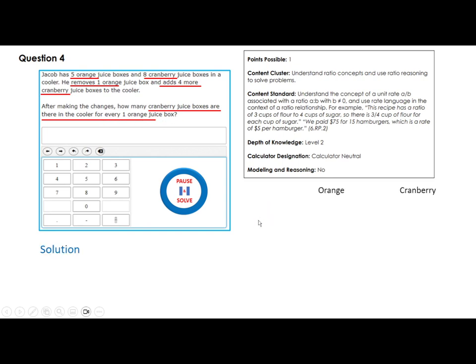Okay? So here, what happened at the beginning? At the start, we have 5 oranges and 8 cranberry. Then what happened? We removed 1 orange and we added 4. So now we have 4 and 12. Now we have 12 cranberry. Some students answer the question as 12, but that's not what the question asks. The question is, how many cranberry juice boxes are there in the cooler for every 1 orange? So you have 4 oranges, you have 12 cranberry. So 1 orange will be 12 divided by 4, 3.